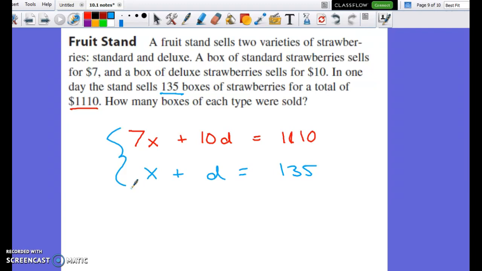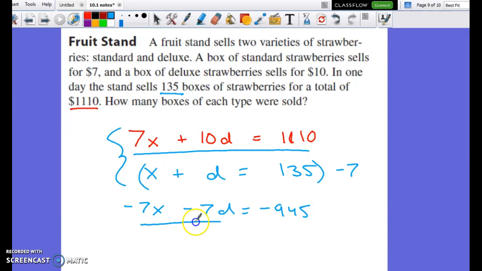I think I'm going to do elimination just to avoid working with an even bigger number over here, but we also have calculators, so let's just do that. So I'm going to multiply this by -7. So that's going to give me negative 7x minus 7d equals 135 times negative 7 is negative 945. So I'm going to add this line to this line. That's going to zero out 7x. Combine these numbers, I get 165. Divide that by 3, and I get 55.